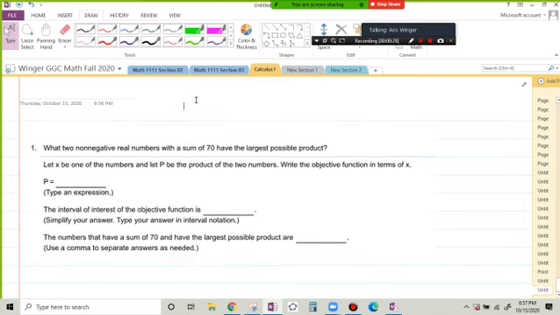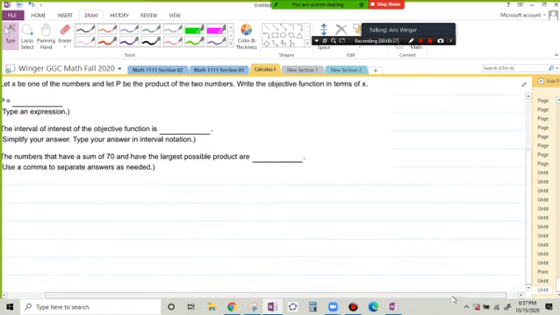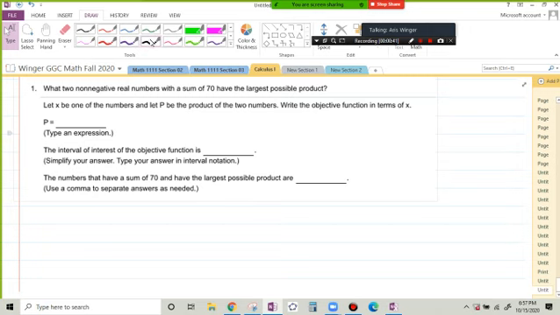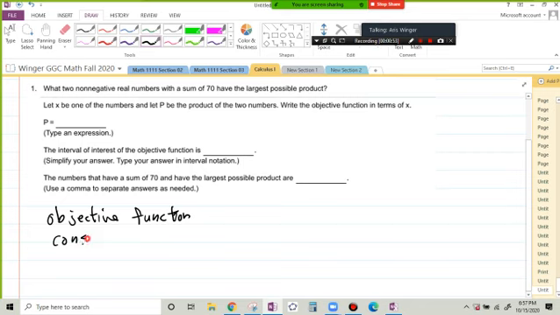What two non-negative real numbers add to 70 and have the largest possible product? All right, so here the way that we have framed these in the operations research model is to have some type of thing that you're trying to maximize. The objective function is what you're trying to maximize or minimize, and here there's some constraint.